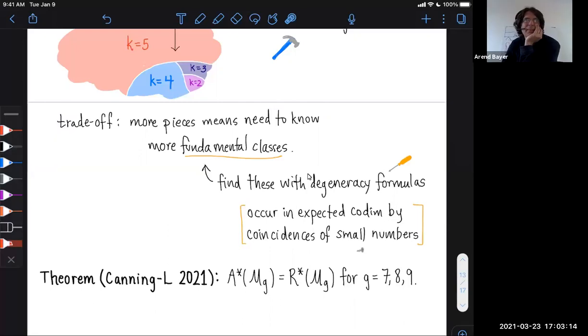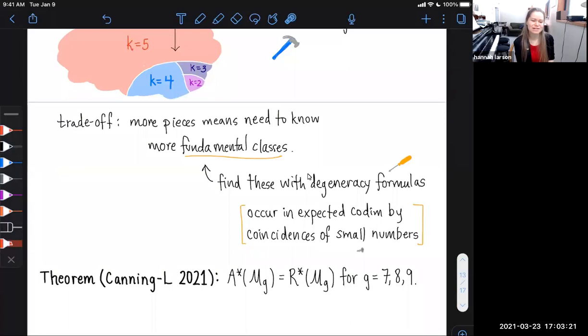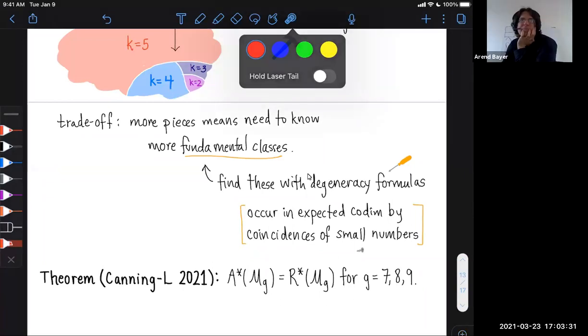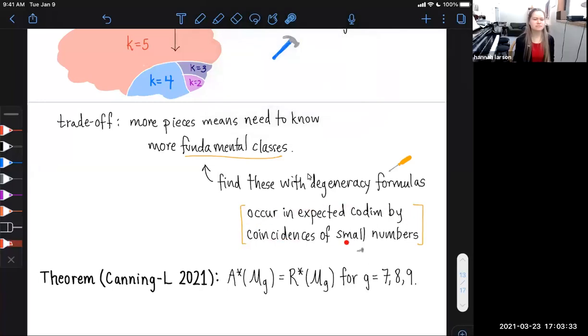Can I ask, how much of this program works for genus 10? That's something we're working on right now. It turns out that this sort of coincidence of small numbers I've been talking about happens for the stratum that corresponds to the bielliptics. And in genus 10, the bielliptics completely fill the stratum that they occupy.